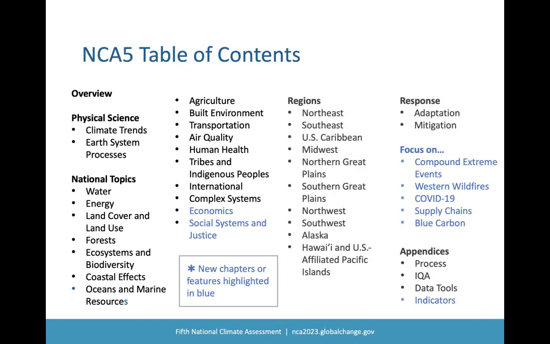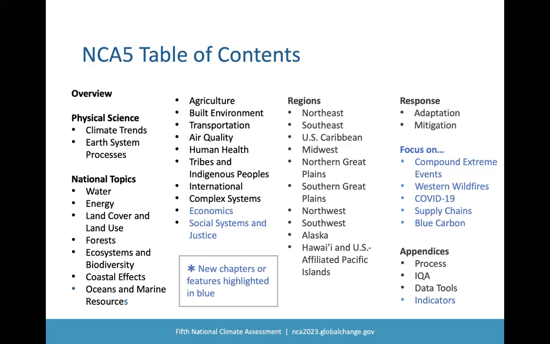We are, of course, on our 5th National Climate Assessment, or NCA5. We started work on this assessment in January of 2020. So the report that you can access now is a culmination of years of work. And you're seeing on this slide our table of contents. So like previous NCAs, NCA5 covers physical science in chapters 2 and 3. We have a range of national level topics in the rest of that first column and second column. We have 10 regional chapters, and we have chapters on our response, so adaptation and mitigation.